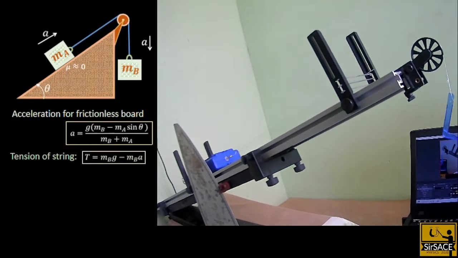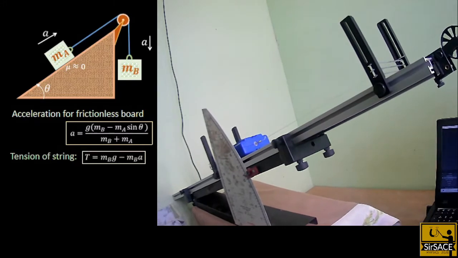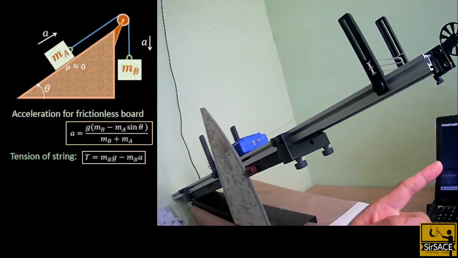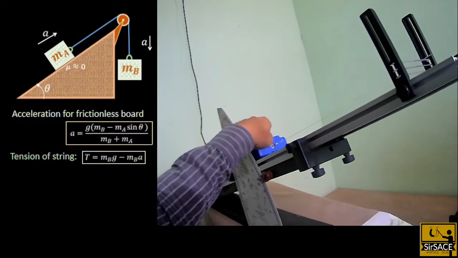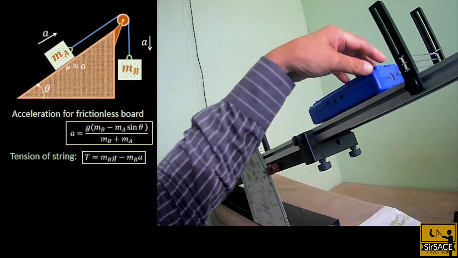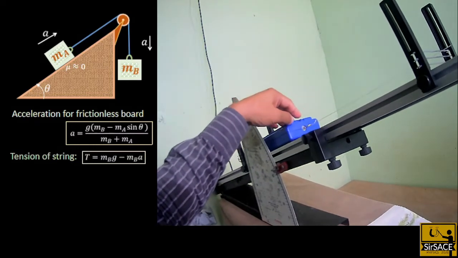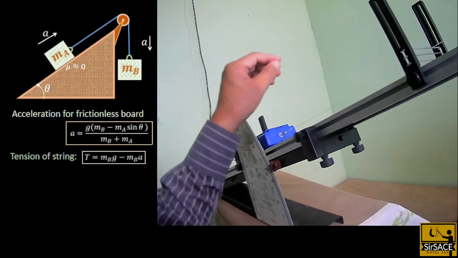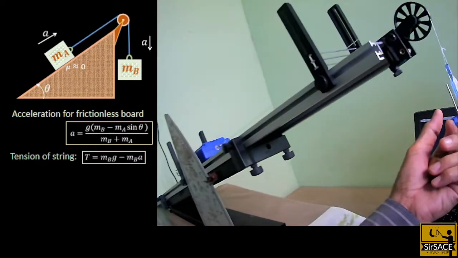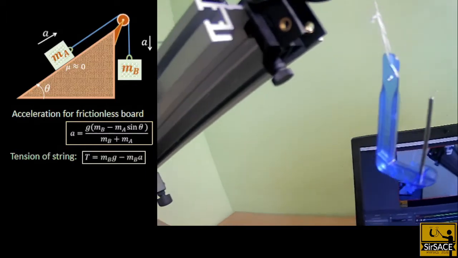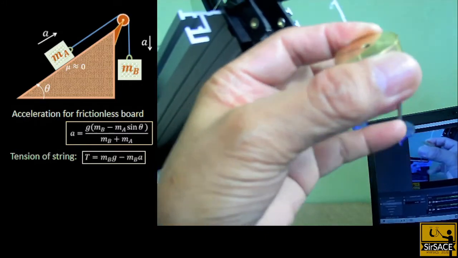Okay, so this is our setup. Here we have the complete setup of the experiment. Take note that on our inclined plane, we have mass A and mass B. Our mass A in this experiment will be the smart cart. Again, this is 240 gram force, which is equivalent to 0.24 kilograms. This will serve as our mass A. While for mass B, we will be using the hanger. The hanger is 5 grams.